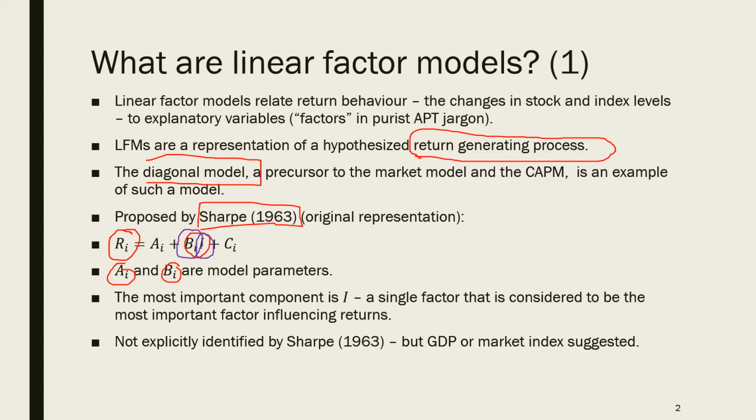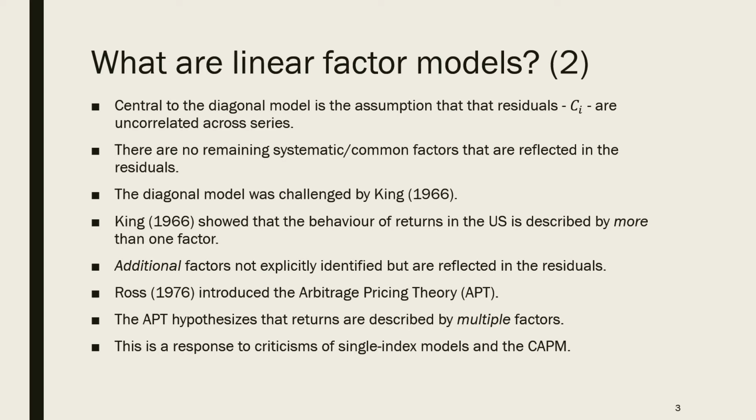There is a central assumption that underlies the diagonal model, and that is that whatever variable that we use captures all systematic or common information. Where we define systematic or common information or variables as such, those that influence the entire market. So we don't worry about something that is specific to a firm, or specific to a given stock. What we worry about is common information that will impact the entire stock market.